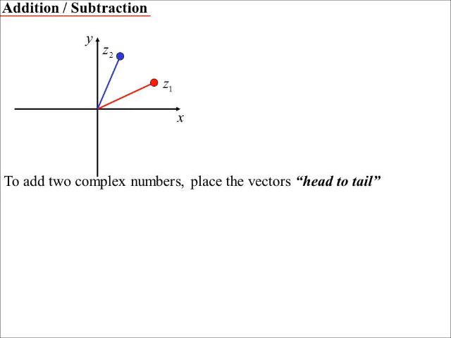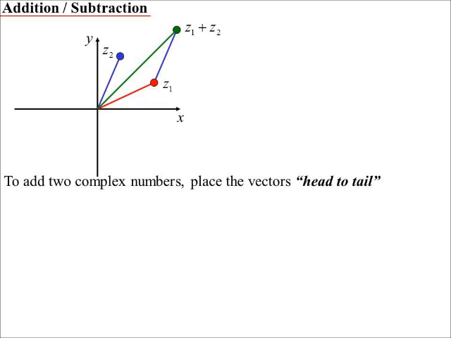So if I get the blue one, slide it up there, and place the tail on the head of Z1, where it ends up there is Z1 plus Z2. So it's the point Z1 plus Z2, but if I draw in the line there, it's the green vector that I've drawn. So that's how we can add them.